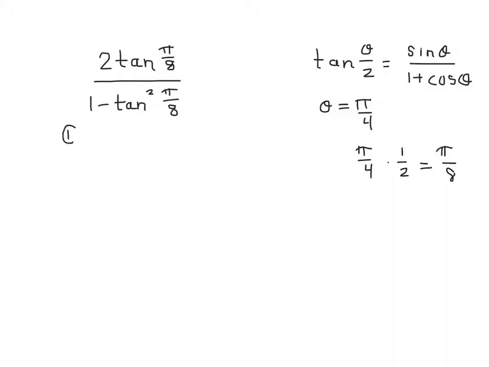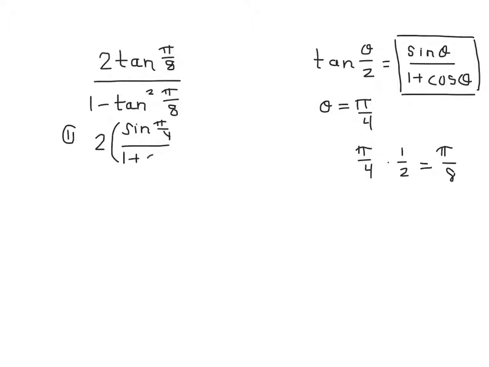Step 1, 2 tan of pi over 8 is going to be equal to 2 times, and then we're going to use this half angle identity with theta equal to pi over 4 and plug all that in. And I'm going to show every single step to make sure we've got this. So it'll be 2 times the sine of pi over 4 over 1 plus the cosine of pi over 4. That's our numerator.